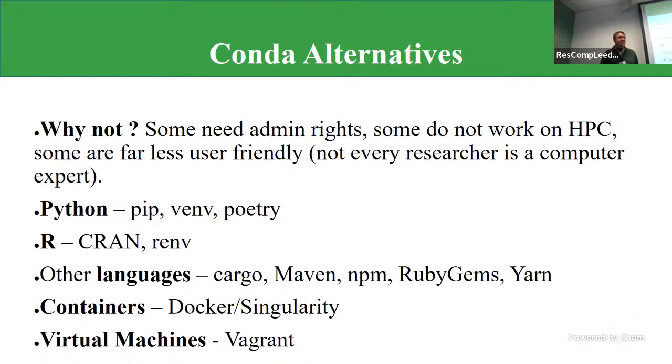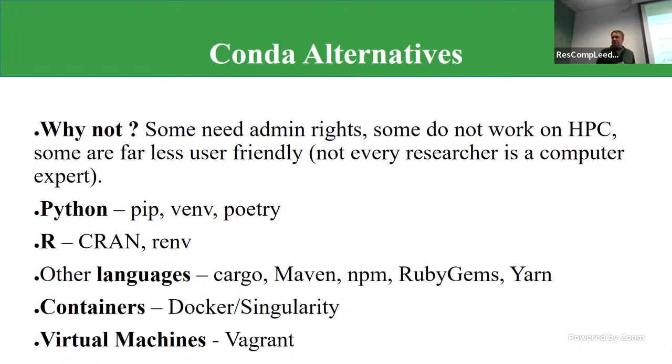In Python, you've got pip, venv, Poetry for managing packages and environments. In R, you've got CRAN and renv. In other languages, there are various tools: Cargo, Maven, NPM, for languages like Java, Ruby, Rust, Node.js, etc. As I've already mentioned, there are containers.